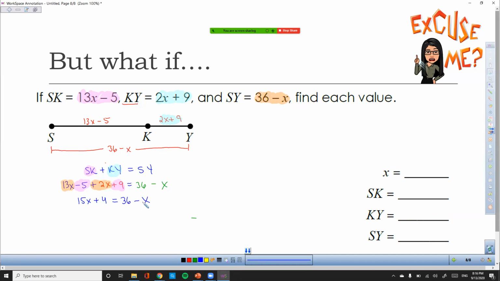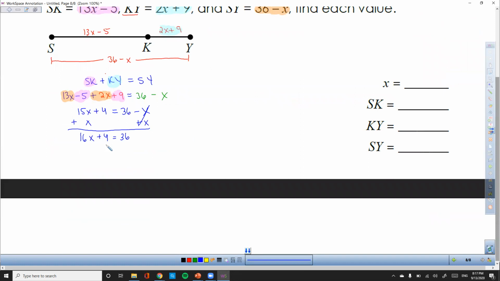In this case, I've got letters and numbers on both sides. So I'm going to go ahead and start with the letters first. The best one to move here is a positive x to the opposite side so that we can be left with positive numbers. So opposite side, opposite sign, plus x, plus x. This goes away, and I'm left with 16x plus 4 equals 36. And so then after that, again, the only thing that I can move here is my numbers. So in this case, I'm going to move the 4 to the opposite side. So opposite sign. Minus 4, minus 4. This goes away, and I'm left with 16x equals 32.